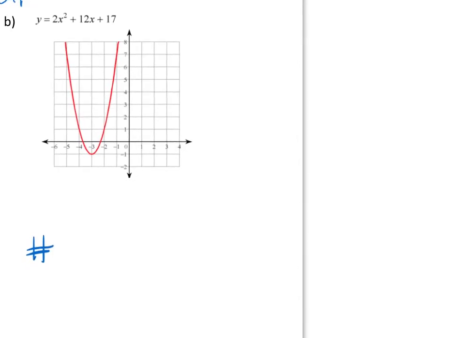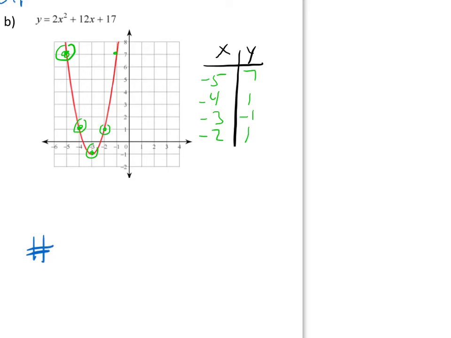Again, I'm going to pick some points on here, and I'm going to pick points that are easy, meaning they go through crosshairs. But I could pick anything. I'd get decimals, but I'm going to pick anything. We're going to do an XY table again. Now these points that I picked are negative 5, 7, that's this one, negative 4, 1, that's that one, negative 3, negative 1, that's that one, negative 2, 1, and negative 1, 7.